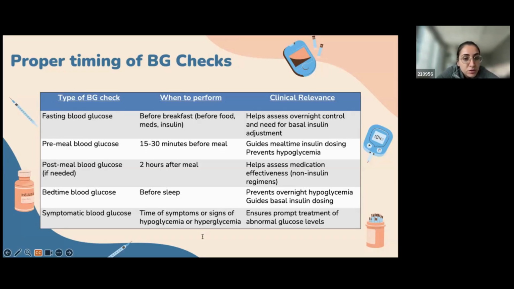Sometimes post-meal glucose is also done. That's done typically 2 hours after a meal, and it's only needed in certain scenarios to help assess the efficacy of oral medication. For example, if someone is on a sulfonylurea before meals or with meals, then you can check a postprandial sugar 2 hours after the meal to assess the efficacy of the medication. Of course, additional checks should also occur whenever there's a concern for hyper or hypoglycemia, from the signs and symptoms we discussed.